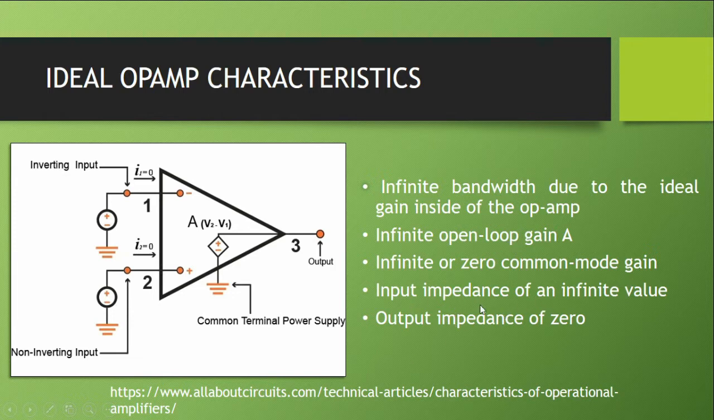It says here the input impedance is of an infinite value. Again, let's try to simplify. The output impedance is 0. So ideally for an op-amp, first, the input impedance is infinite, and then the output impedance is 0. The common mode gain is 0.